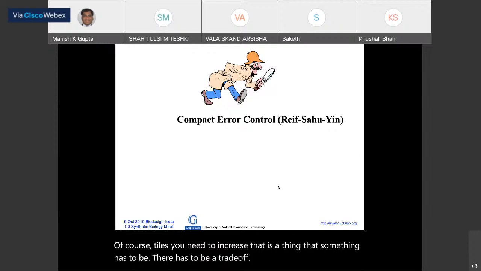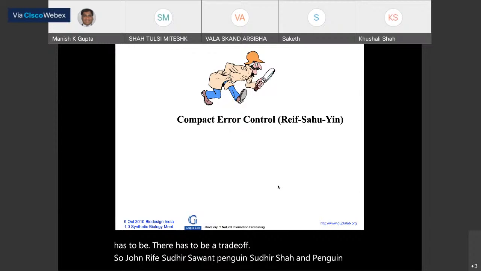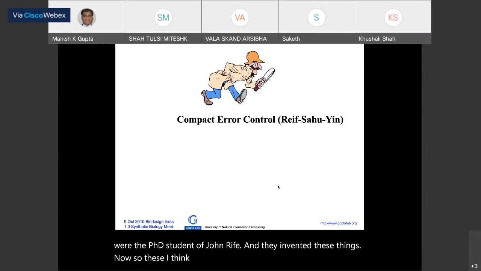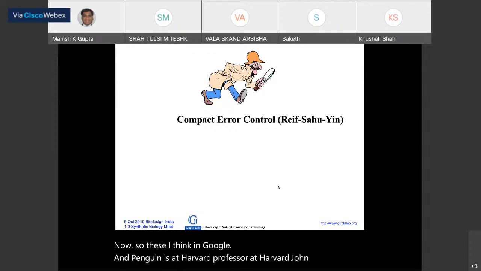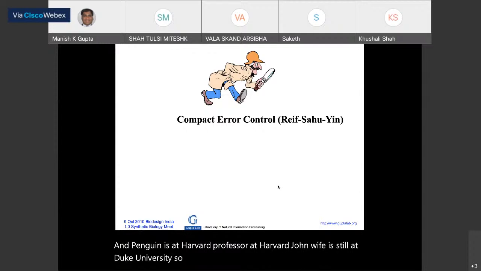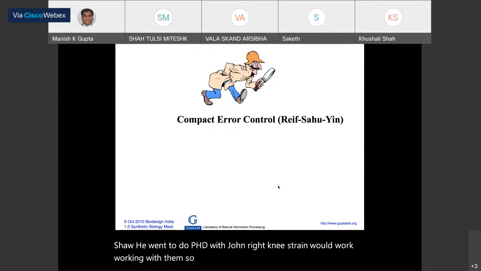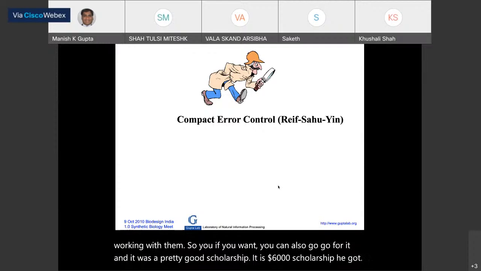So John Reif, Sudhir Sahu, and Pengyu. Sudhir Sahu and Pengyu were PhD students of John Reif when they invented these things. Now, Sudhir is, I think, in Google, and Pengyu is a professor at Harvard. John Reif is still at Duke University. In fact, one of my BTech students, Shalin Shah, went to do a PhD with John Reif, and he's done good work working with them. So if you want, you can also go for it. And it was a pretty good scholarship. He got a $6,000 scholarship.